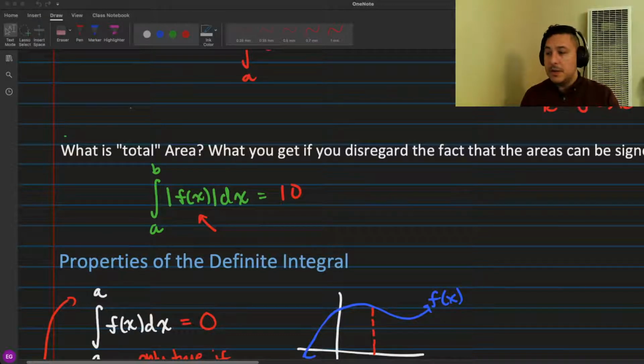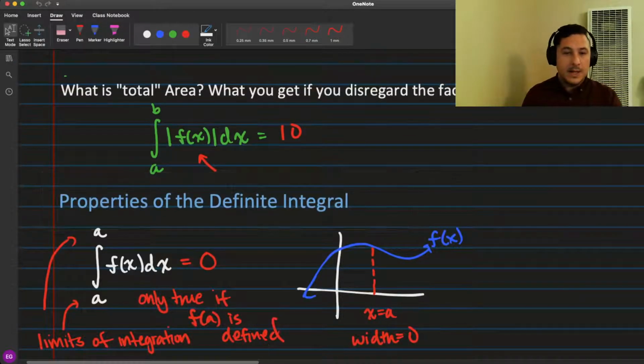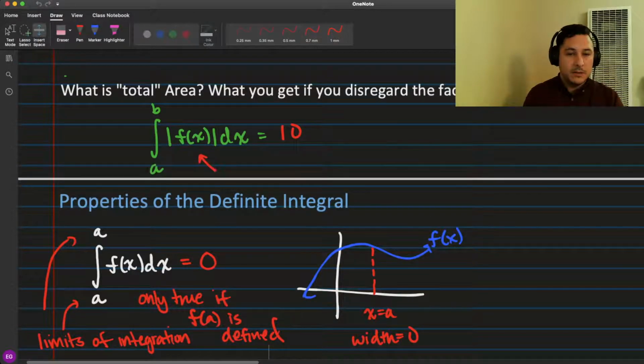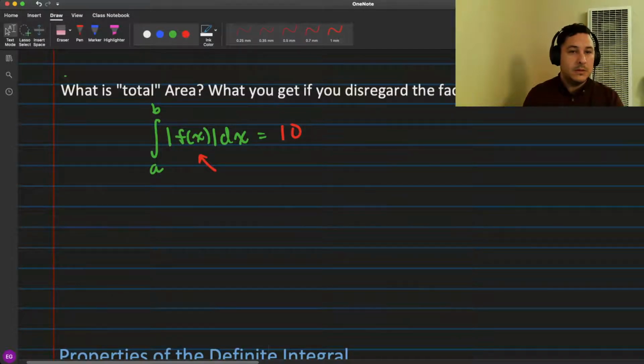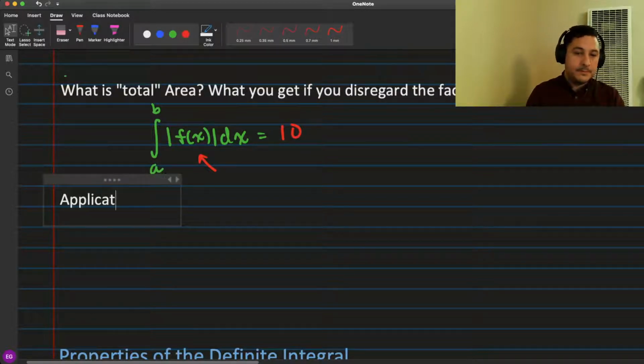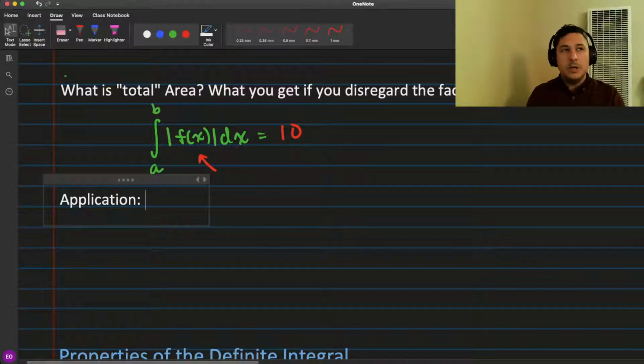Are there any real-world applications for approximating the area under a curve? Yeah, there actually are. I guess let's quickly talk about them. Okay, so I'm going to add some space right here. So, application. So let's say that you know the speed or velocity of an object.